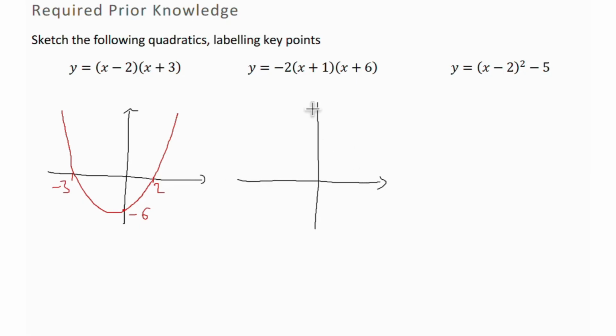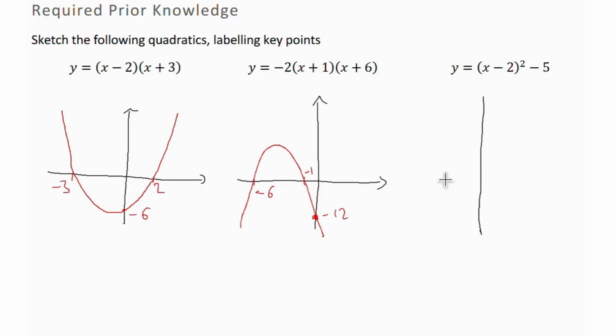The second quadratic is also in root form, because we have the two brackets being multiplied. The roots this time are at -1 and -6, so something like that. And it is a negative quadratic, so it's going to have that classic N shape here. So it's going to go up through the -6 and then down through the -1. Labeling those points, -6, -1, and our y-intercept when x is 0. 1 times 6 is 6, times -2 is -12.